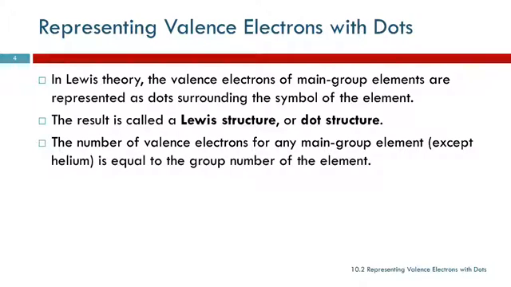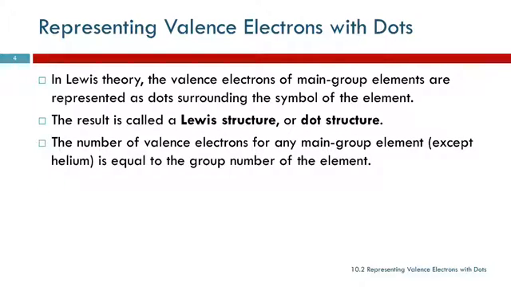So we take that main group element, and to write what's known as a Lewis symbol, we write the element symbol, say C for carbon, and then we represent the valence electrons as dots. And so we call these Lewis structures or dot structures or Lewis dot structures. They don't have really one universal name.